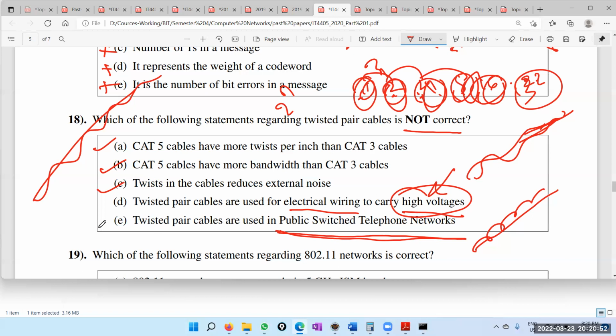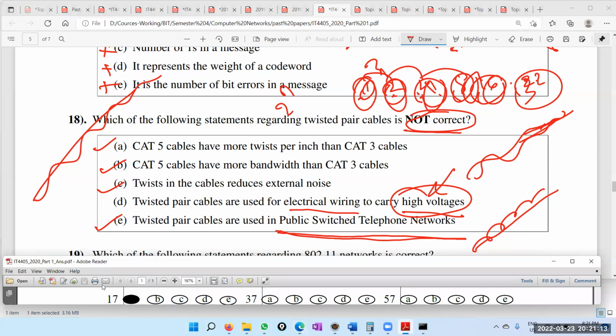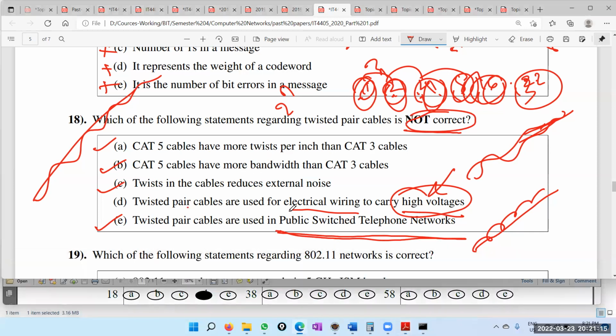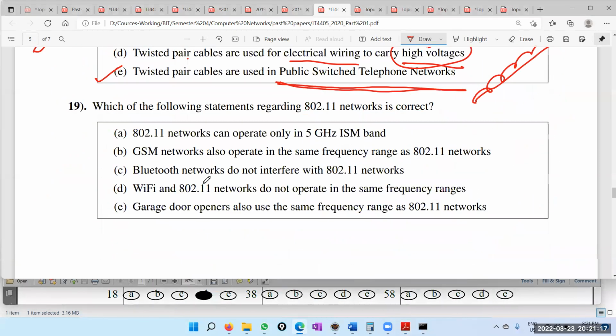So that is correct. So other than in LAN local area networks, even the telecom providers also can use twisted pair wires. Right. So the answer must be D. Okay. 19.